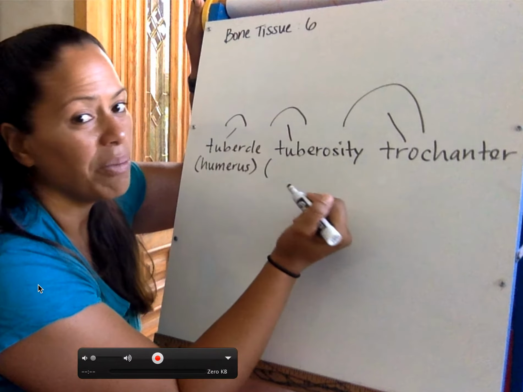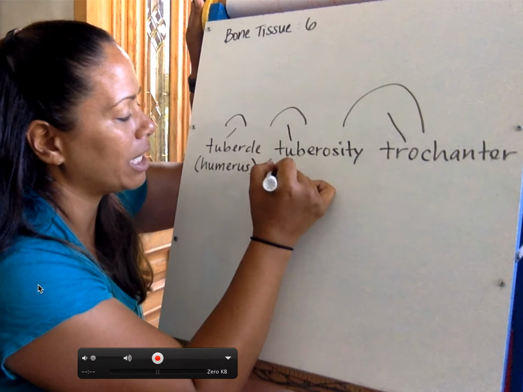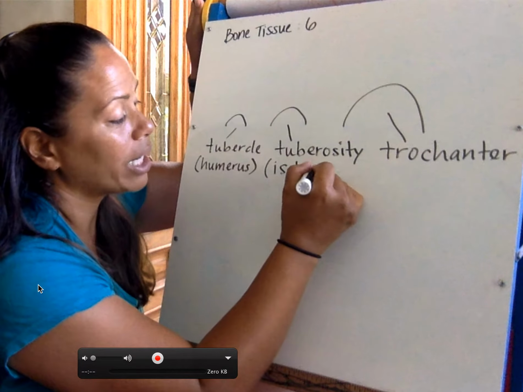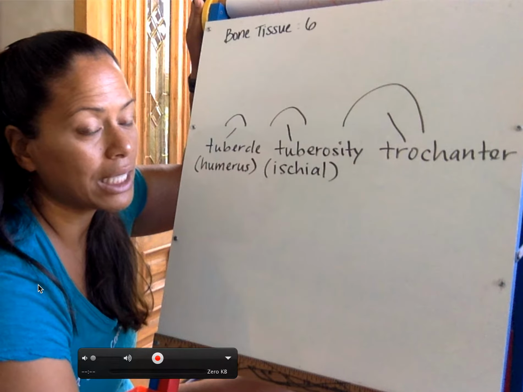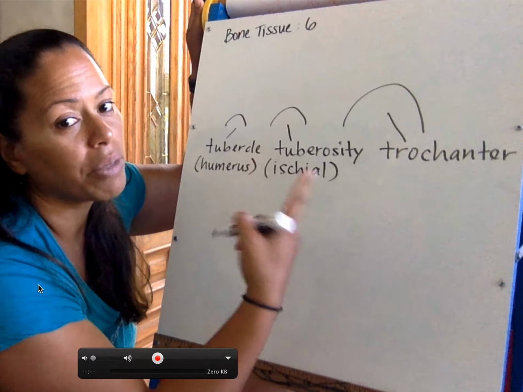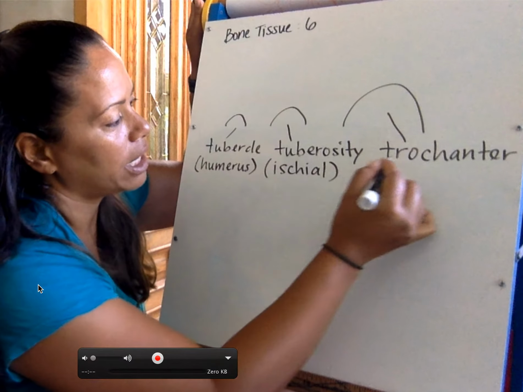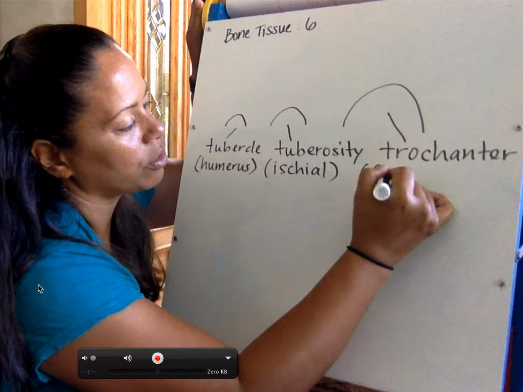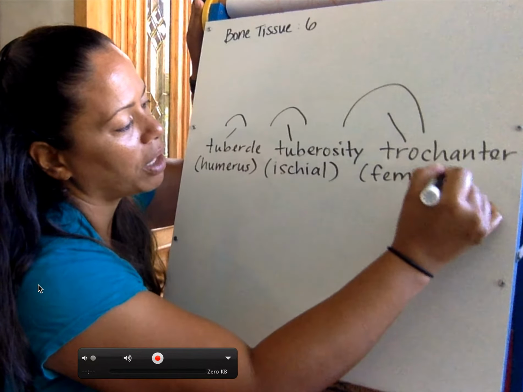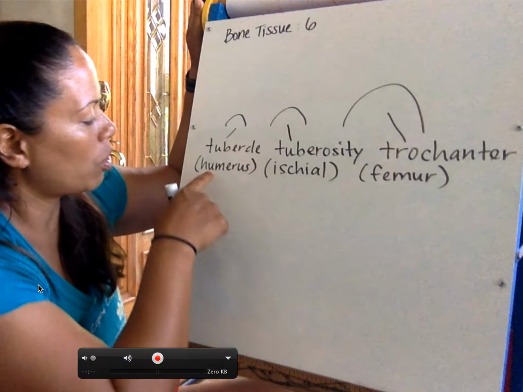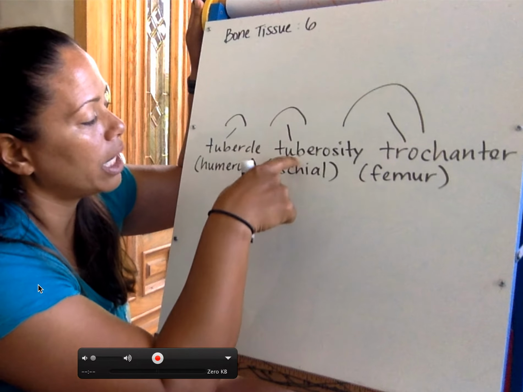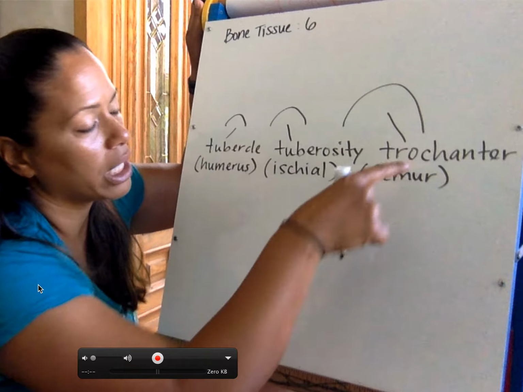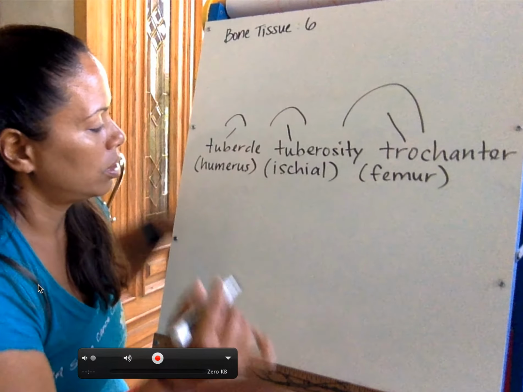Tuberosity, butt bone. So you sit on it. It's called the ischial, and correct pronunciation is ischial, but I say ischial. It's easier to say. And then trochanter is basically on the femur. It's the largest bump that you find on the femur. So humerus has tubercles. Ischium or ischial has tuberosity. The femur has trochanter. Let's move on from there.